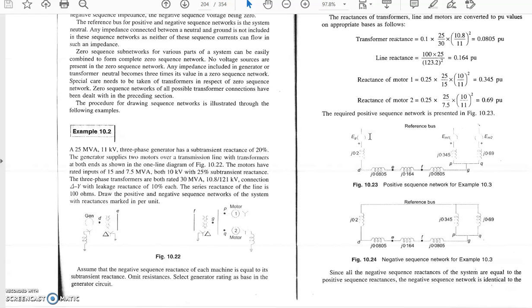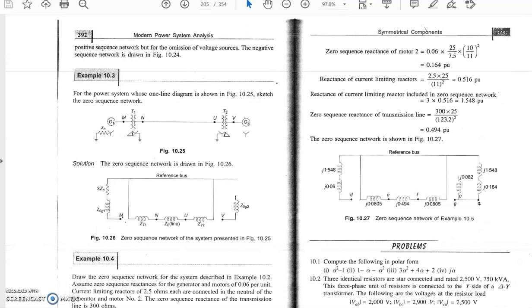What change will occur in the negative sequence network? As we have discussed, no induced EMF will be generated in the negative sequence network. Other parameters will be the same. So this induced EMF will be removed here, and this is the negative sequence network of this circuit. This is the reactance of the generator, transformer, line, transformer T2, both the motors, connected to the reference bus. And now we will discuss the zero sequence network for the same network.